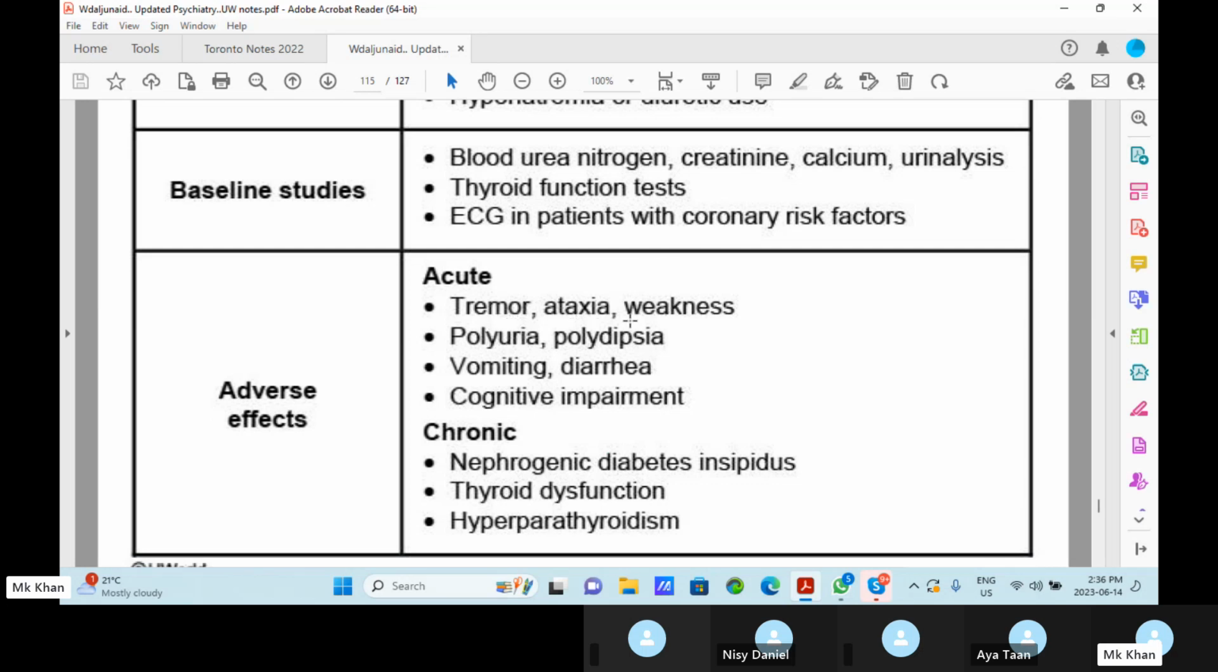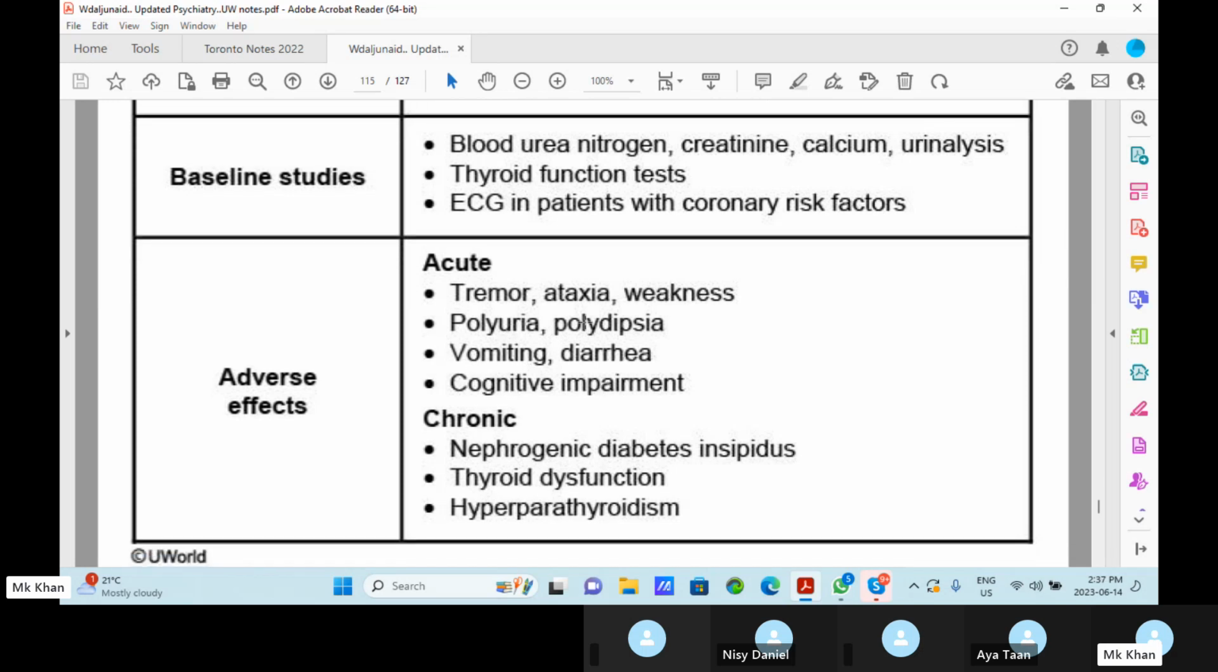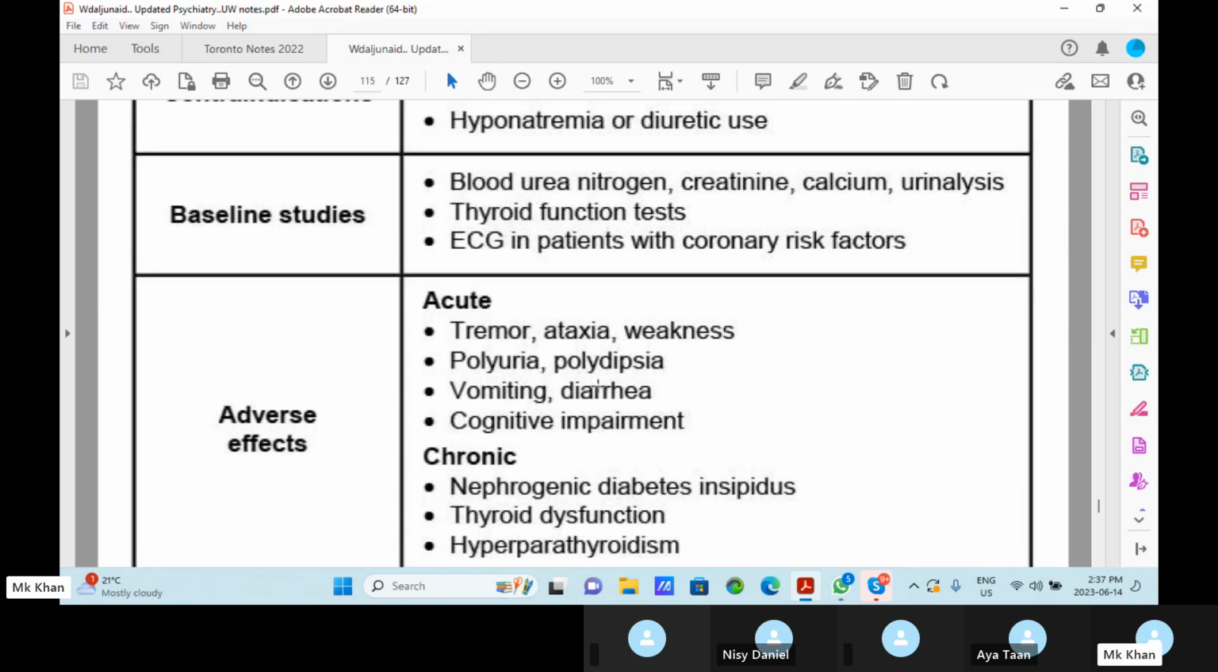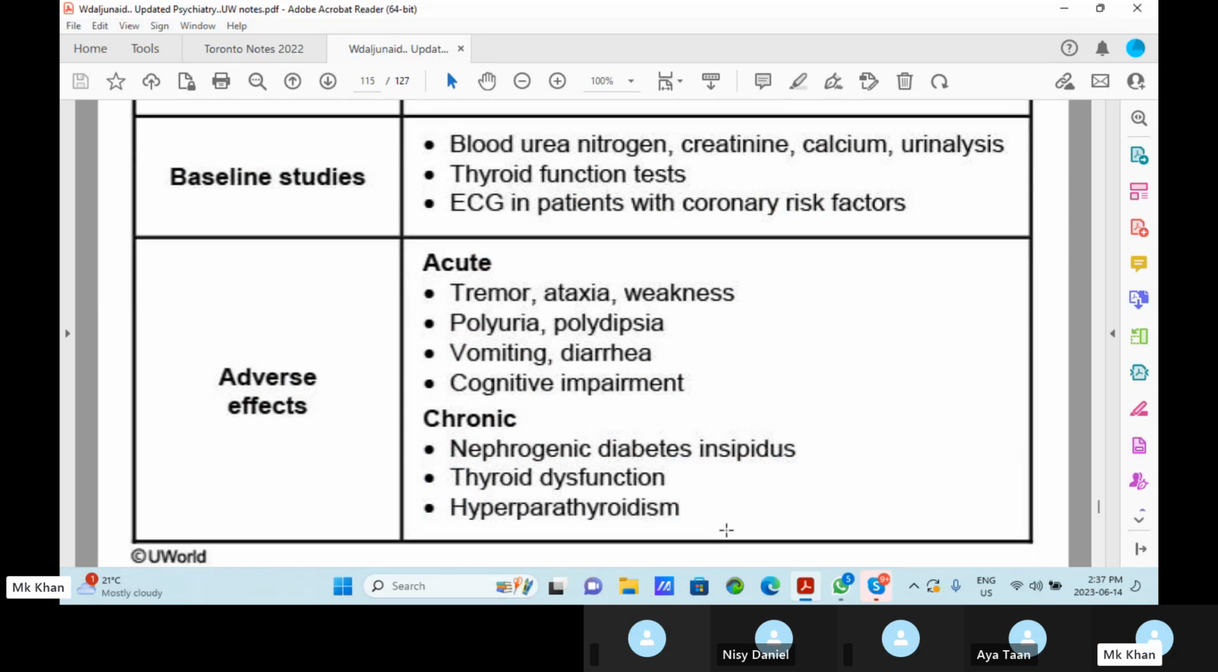Acutely, it is tremors, ataxia, weakness, polyuria, polydipsia, vomiting, diarrhea. So basically GI symptoms, and these tremors are important. And then chronically, nephrogenic diabetes insipidus, thyroid dysfunction, and hyperparathyroidism. So basically these are the side effects.